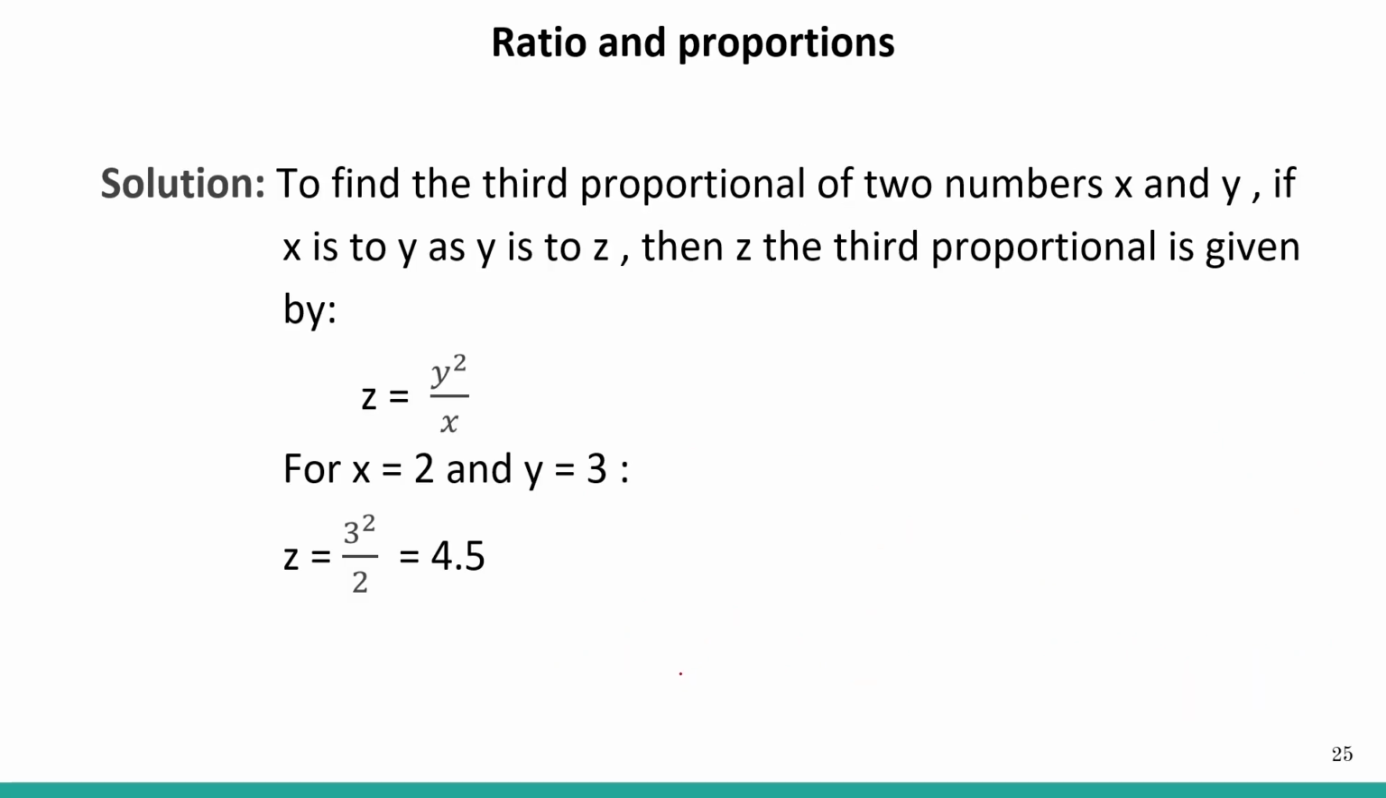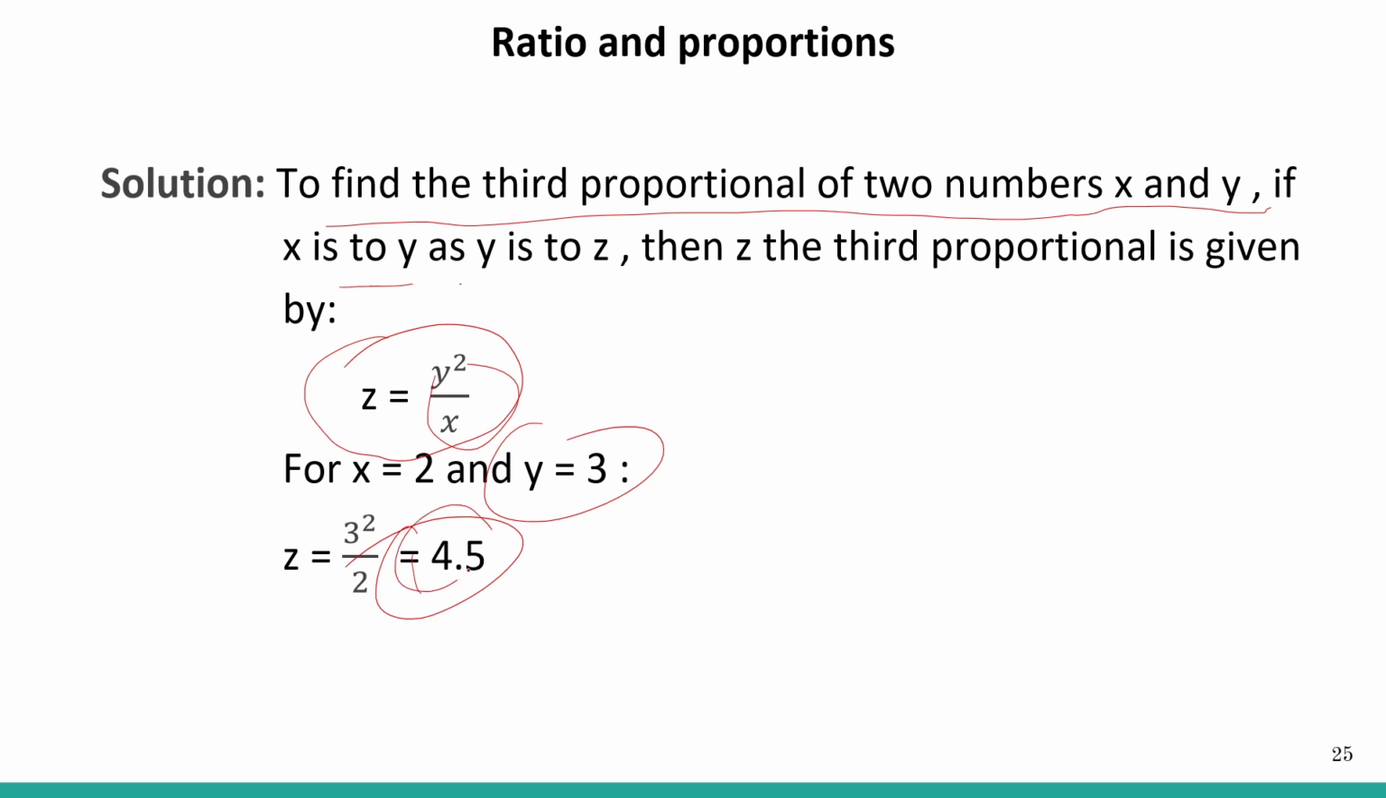Okay. So what we need to find now is the third proportional of the two numbers x and y. So if x is to y as y is to z, then the third proportional is given by z is equal to y square by x. So x is equal to 2 and y is equal to 3. Putting that in this equation, we are left with z is equal to 9 by 2. 9 by 2 is nothing but 4.5.